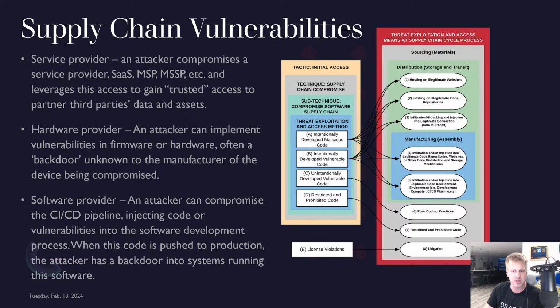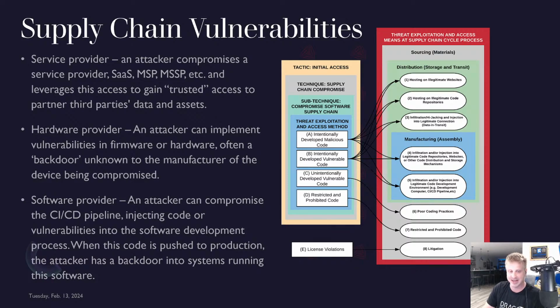SolarWinds was the big one a few years ago, and we're still seeing trickles of that from time to time. Essentially, an APT, an advanced persistent threat, got into SolarWinds' CI/CD pipeline and wrote code. Nobody noticed the code, and it got pushed into production. So anybody purchasing SolarWinds products has this code in their network, and it allows a foothold into all of SolarWinds' customers.